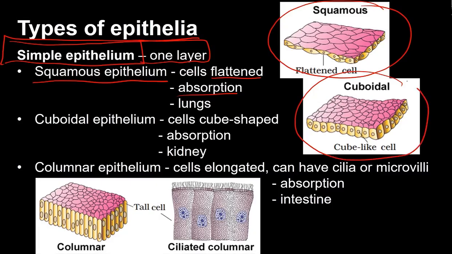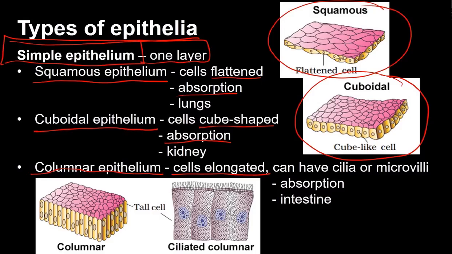Second type, cube-shaped cells, cuboidal epithelium with the cube-shaped cells, and their function is also absorption, and they're found in the kidney. Then there's columnar epithelium, which has elongated cells. Now, they're still there for absorption, but because there's food in the intestine, they also need to give a little bit of protection, which is why the cell layer is a little bit thicker. That's why the cells are elongated.